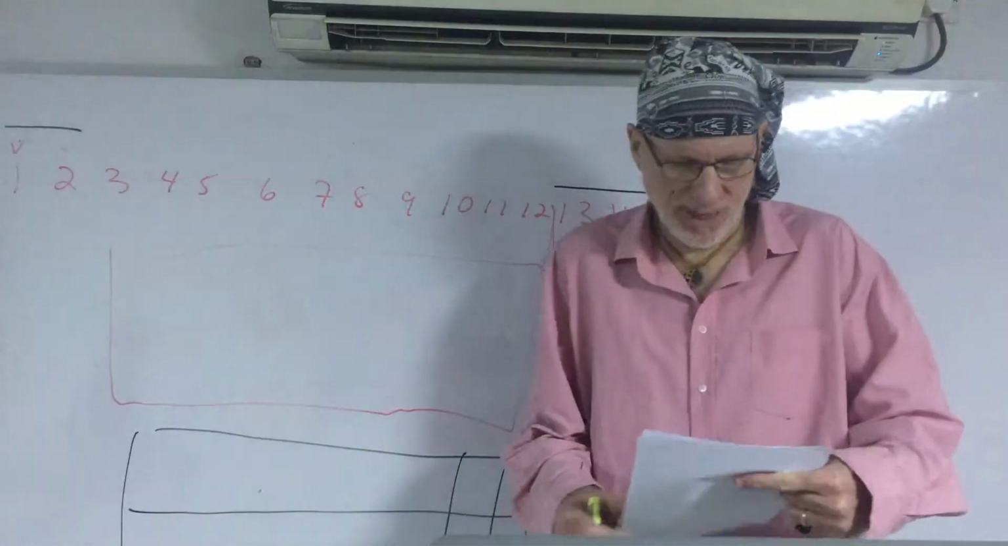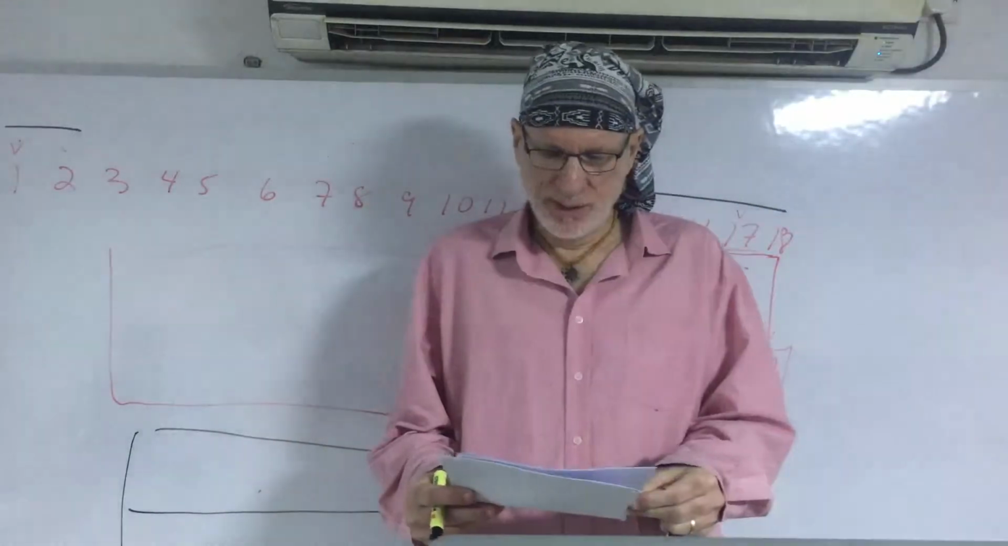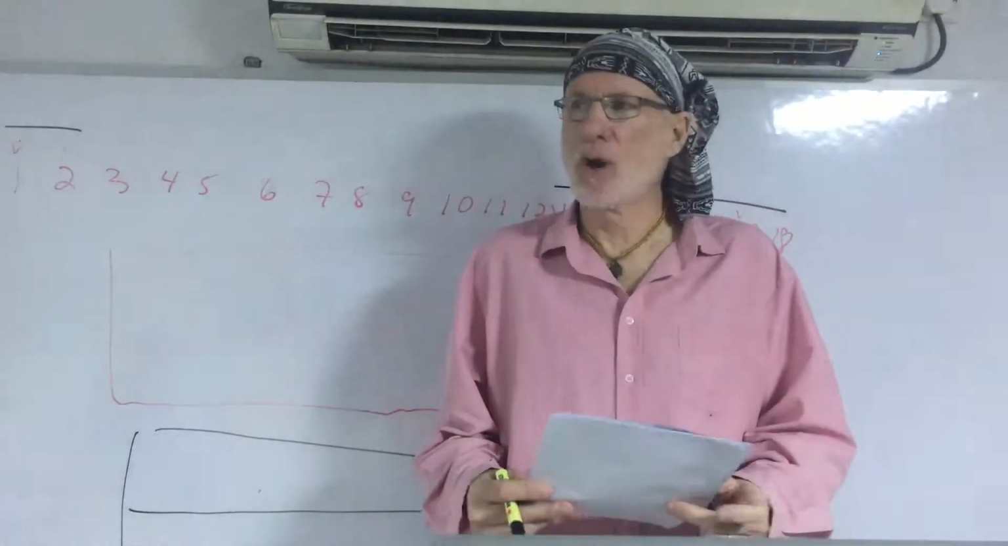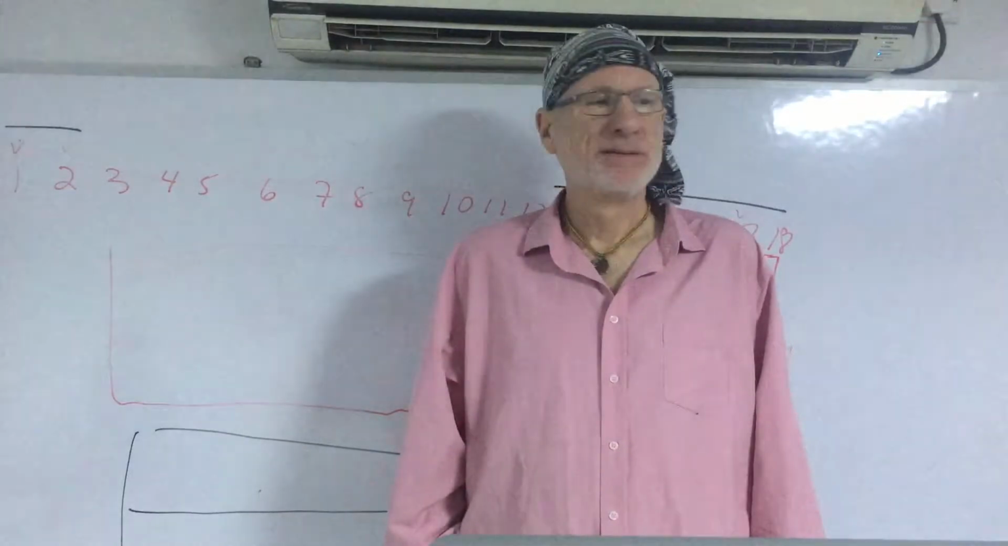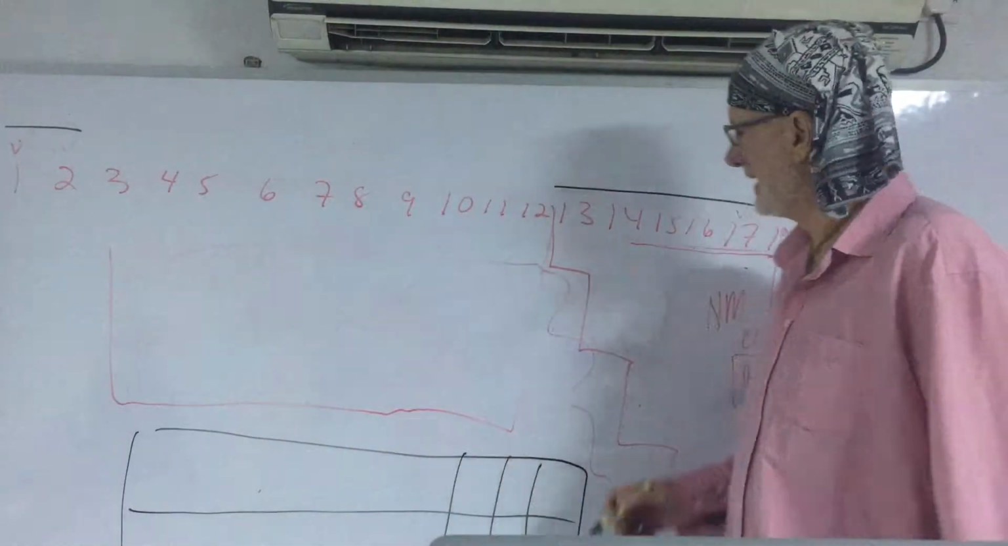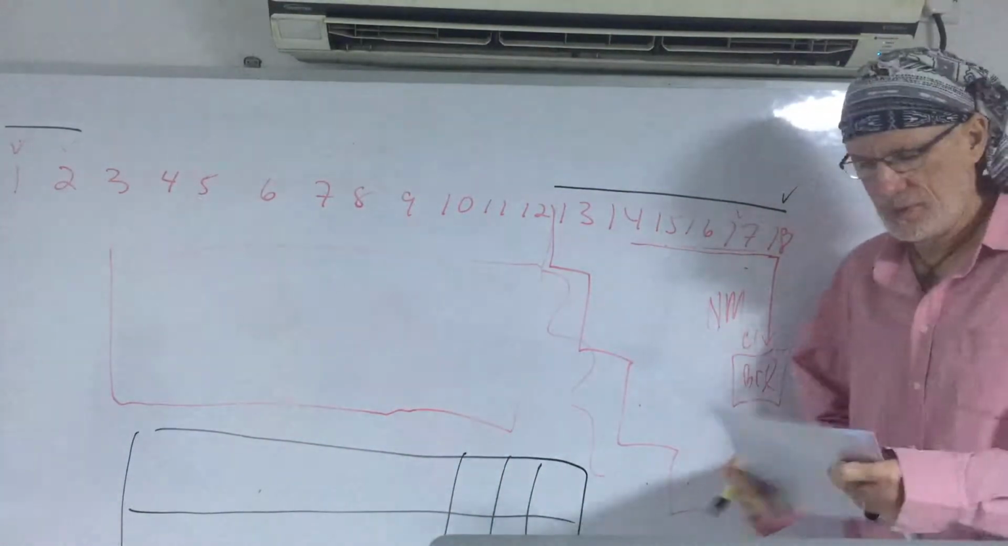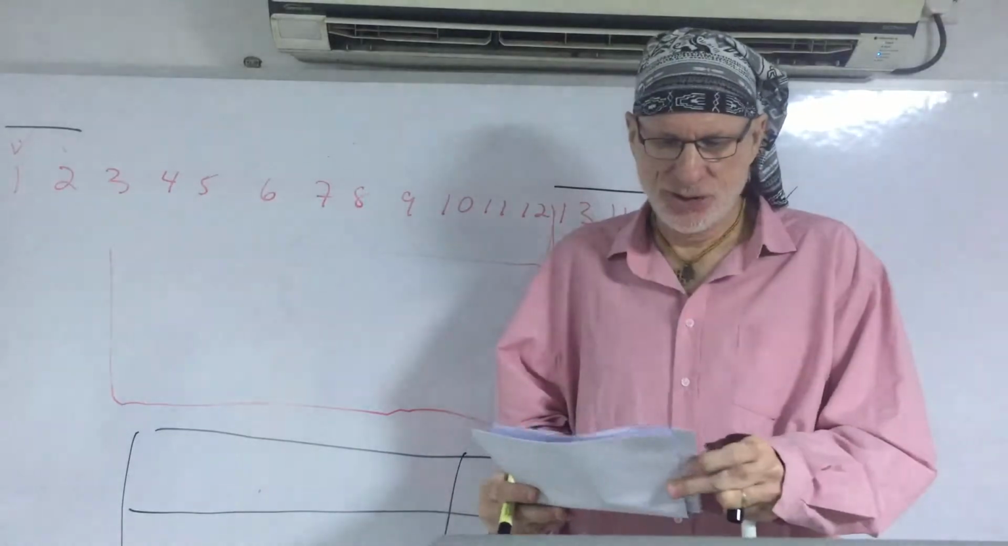What else do we have? We're doing well here. Non-metals. Where are the noble gases? 18. Noble gases are 18. Metalloids, you know.